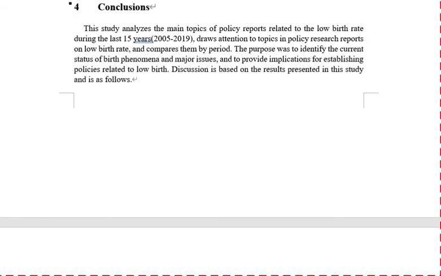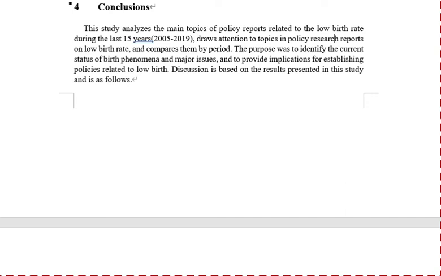And here is the conclusion. This study analyzed the main topics of policy reports related to the low birth rate during the last 15 years, draws attention to topics in policy research reports on low birth rate, and compares them by period. The purpose was to identify the current status of birth phenomena and major issues, and to provide implications for establishing policies related to low birth. The discussion is based on the results presented in this study and is as follows.